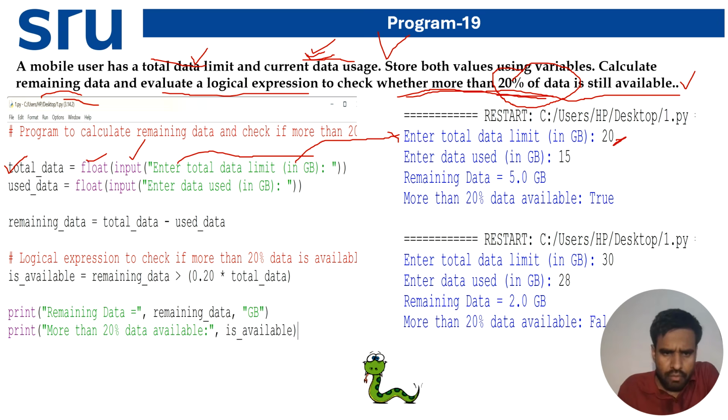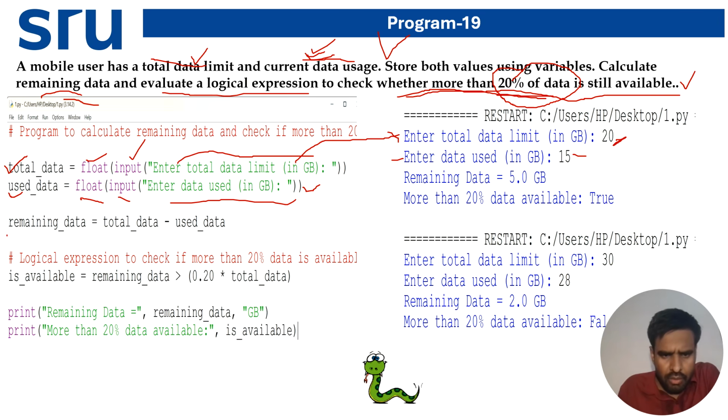Now again, a second variable I'm taking: used data, how much data you have used. Float input: enter the data used in GB. Now I'm taking the input function, so I have to give some input here. Now we are going to do operations.